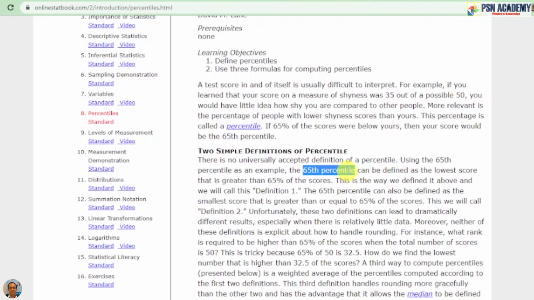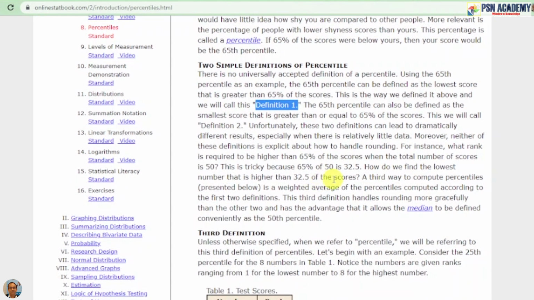And this we have learned in other resources. So 65th percentile means 65% of the scores are lesser than the score for which you are declaring that it is the 65th percentile. So that is true. This is the way we defined it above, and we call this definition 1. Okay, let's proceed with the second definition.